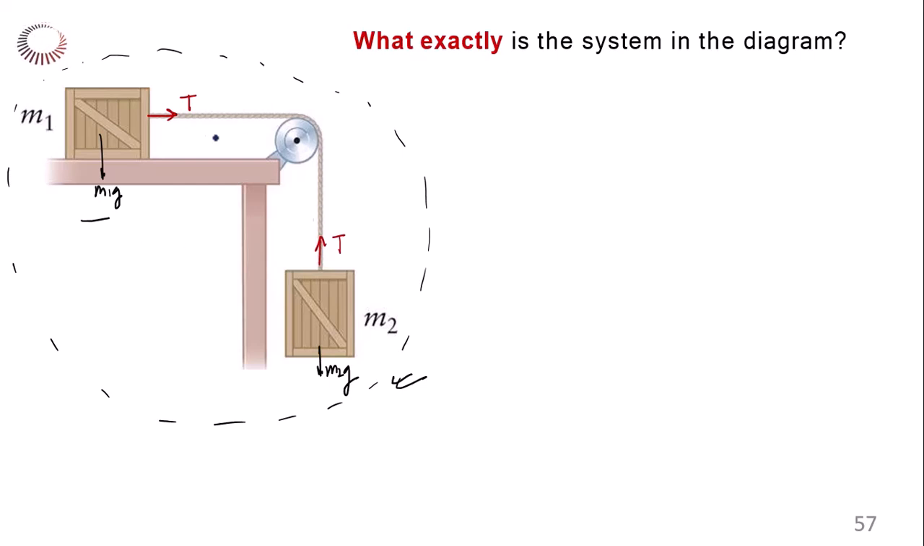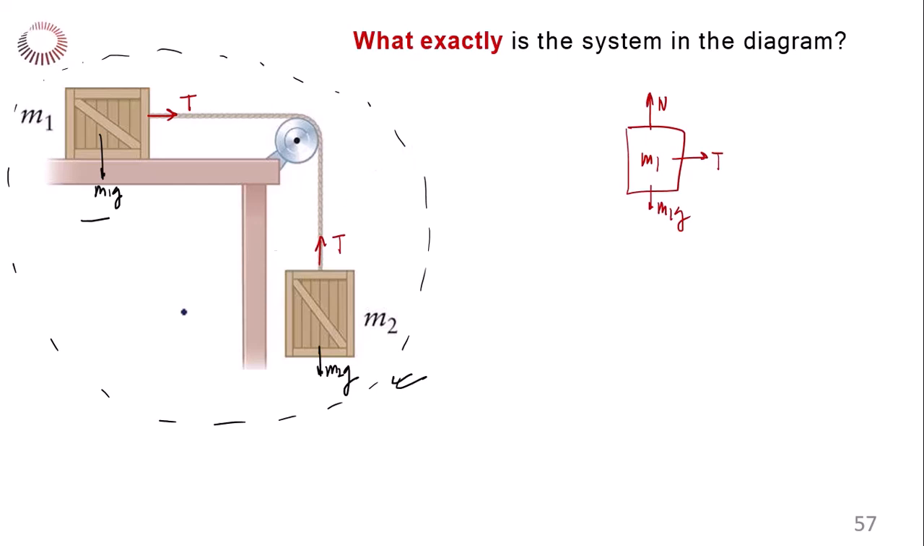Okay. So if I consider M1, M2, string, and pulley all as included parts of the system, then only M2g is the force. If I consider only M1 as the system, now the tension comes into the picture. M1g is vertically downward, normal is vertically upward. So these are the forces acting on the system itself.